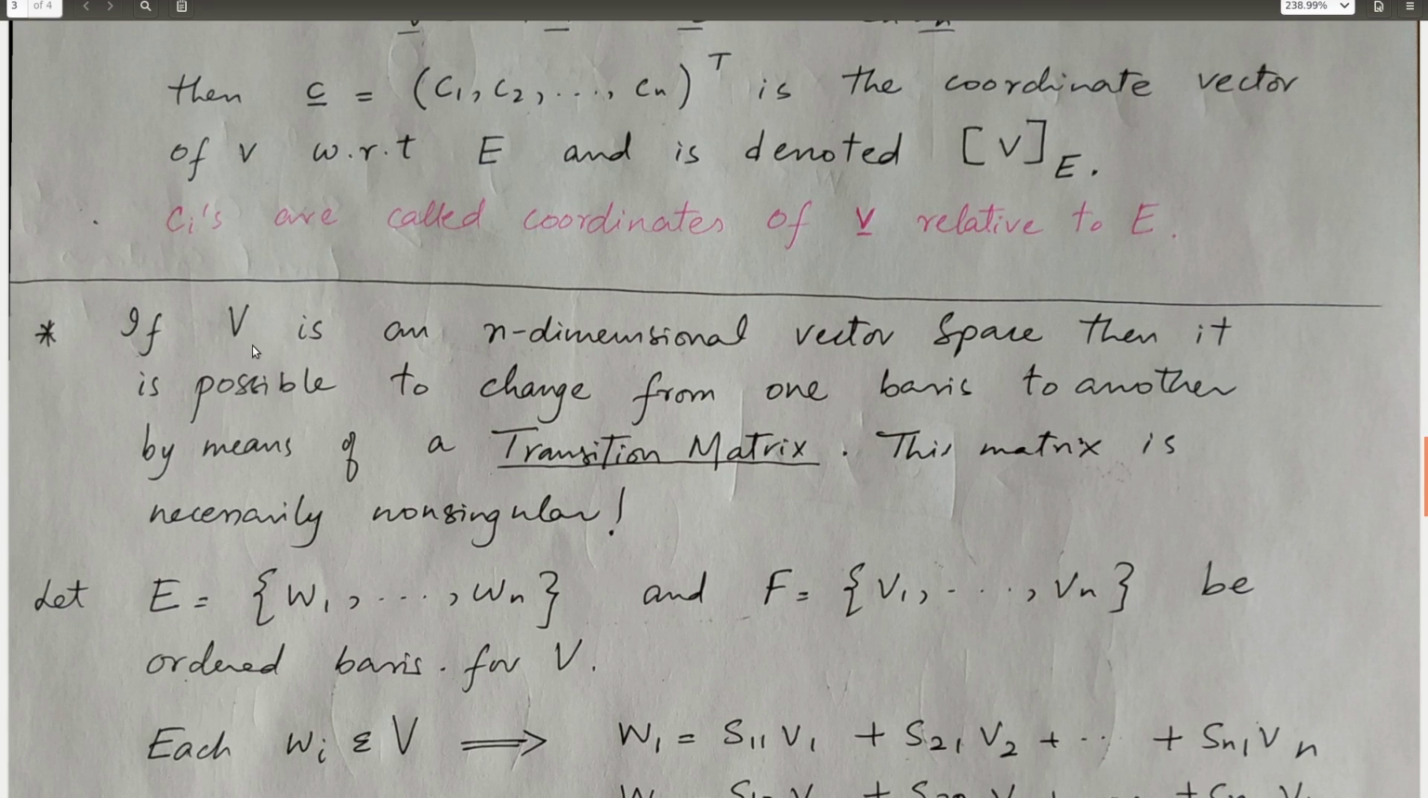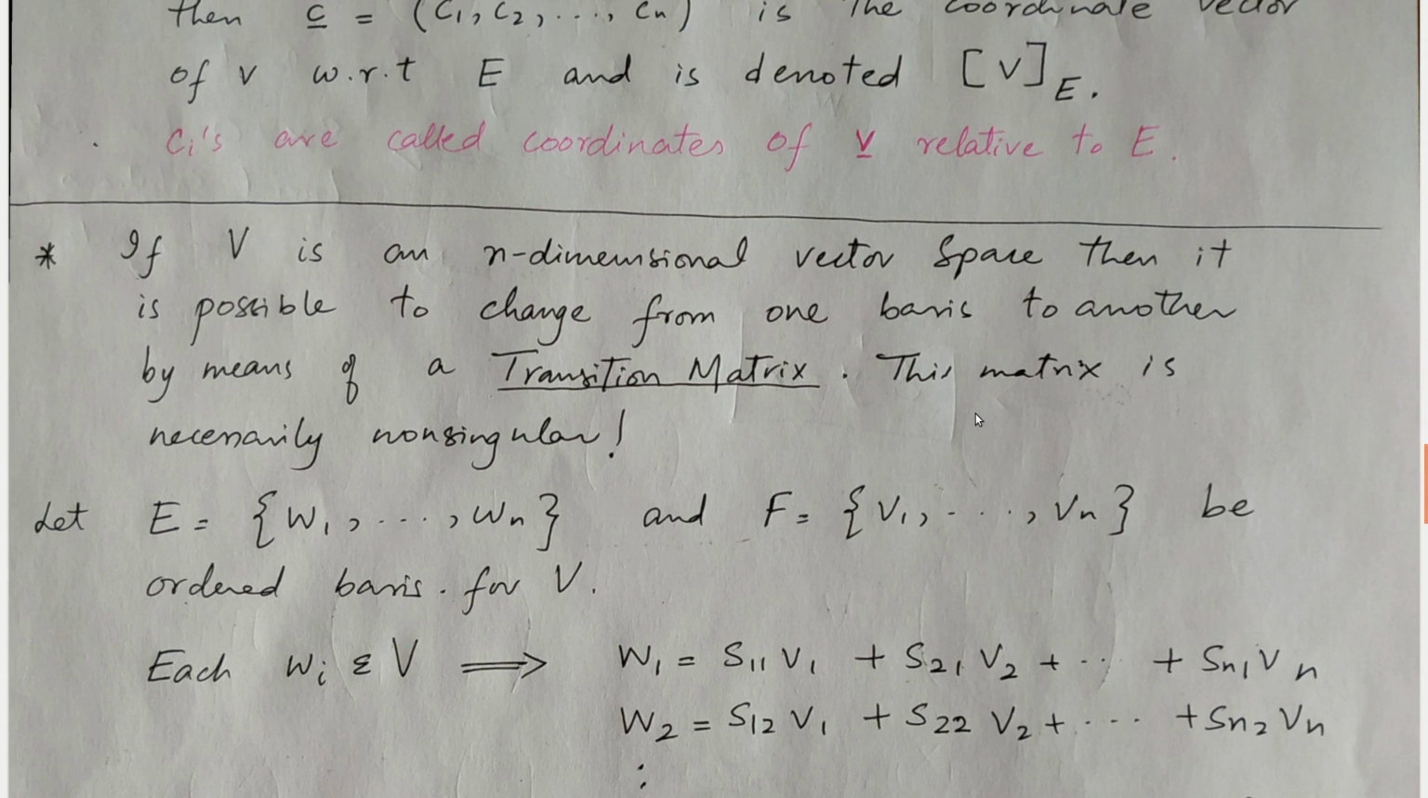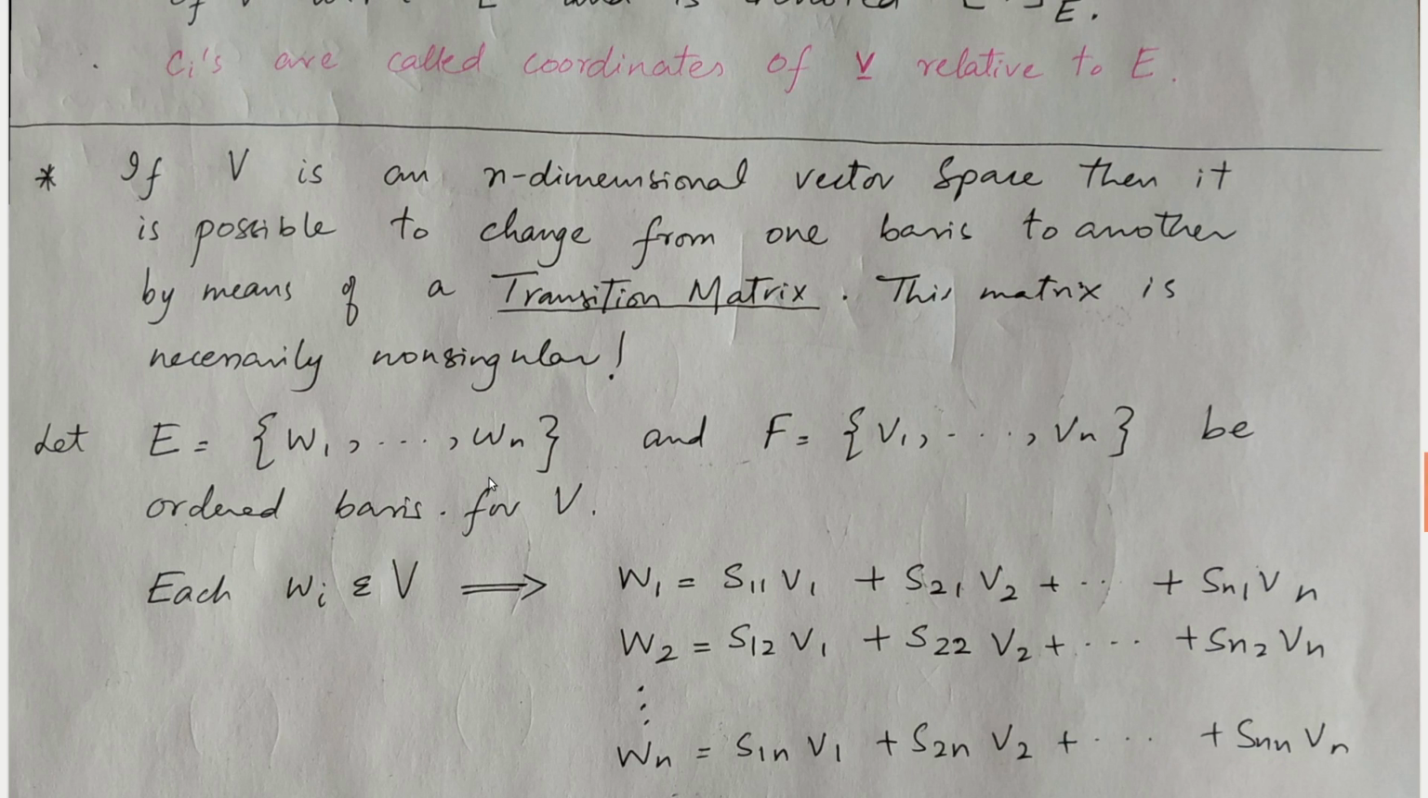So if V is an n-dimensional vector space, then it is possible to change from one basis to another by means of a transition matrix. And another claim is that this matrix is necessarily non-singular. That is, you will always have an inverse of this matrix. Let's do an example. Let E equal W1 to Wn. This is a basis. And F equals V1 to Vn, another basis. So E is a basis for V, F is a basis for V.